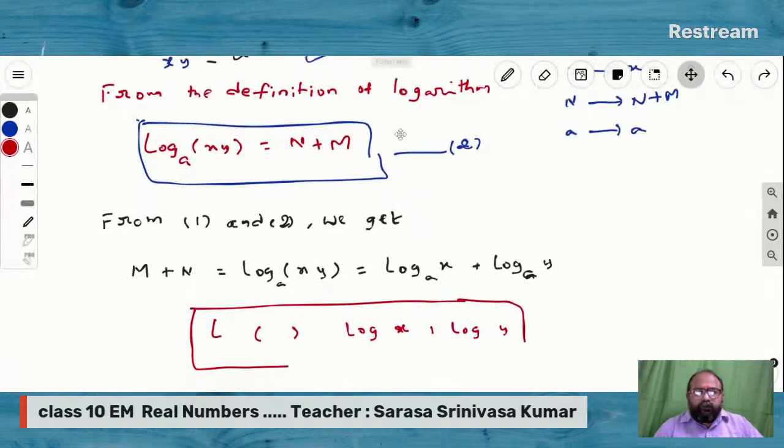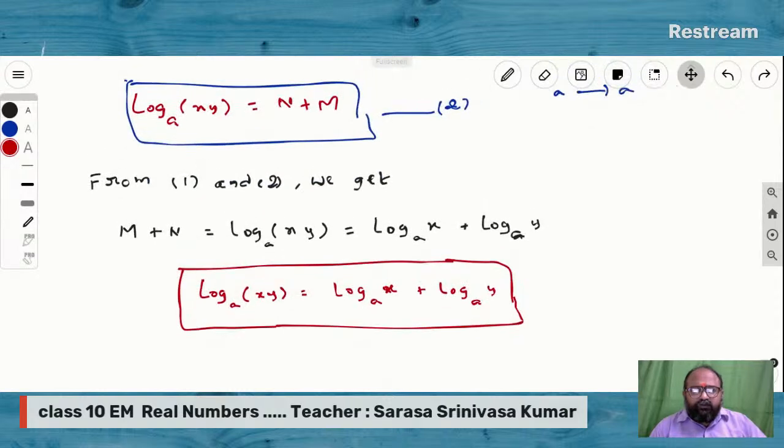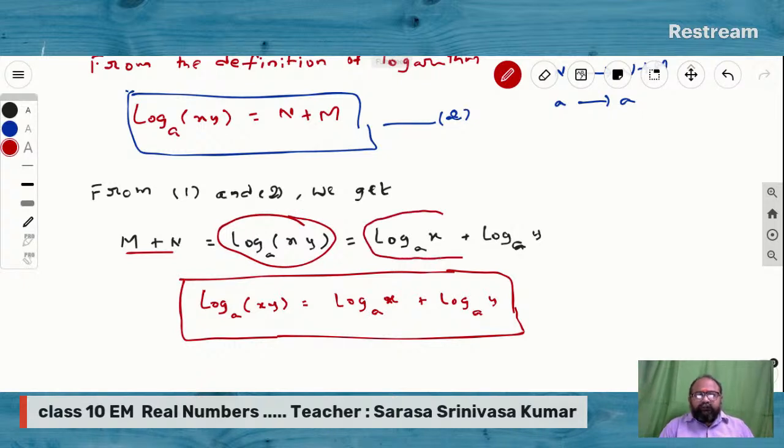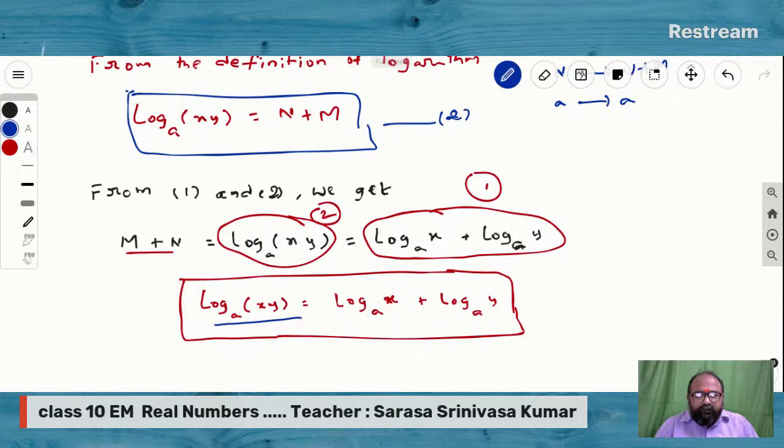So from equation 1 and equation 2, we can conclude that m plus n equal to log xy base a. This is from equation 2. Log x base a plus log y base a, this is equation 1. So hence we can conclude that log xy base a equal to log x base a plus log y base a. So hence the result is proved.